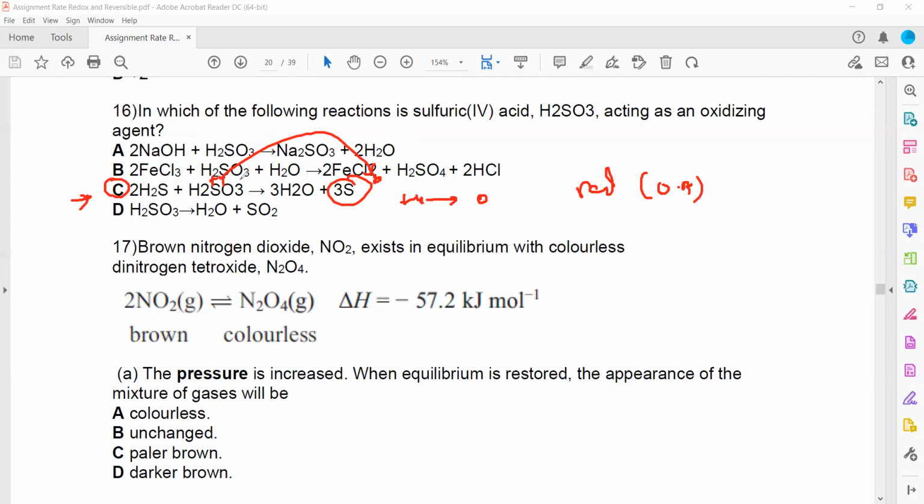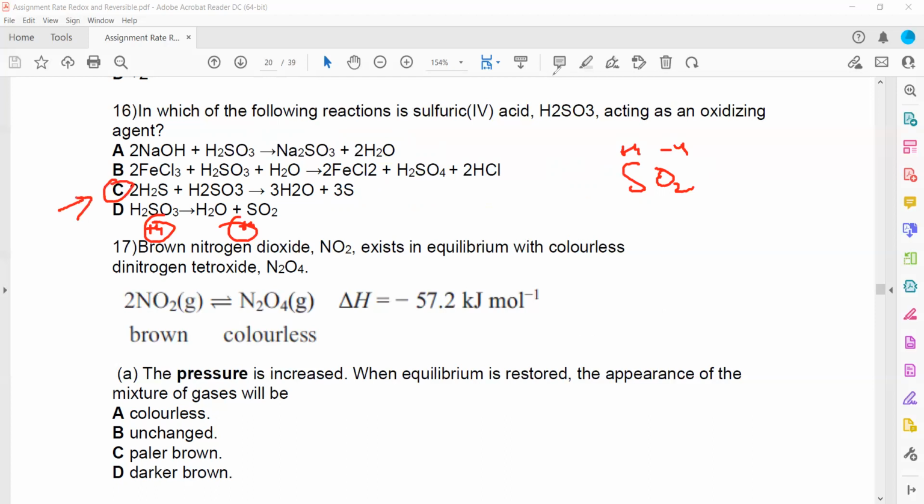Why not D? When you check D, sulfur is +4 here, and in sulfur dioxide, SO2, each oxygen is -2. So 2 oxygens will be -4, so sulfur will be +4. So there is no change in oxidation number before and after, it is +4. That's why C is the right answer. Is it clear? Question 16.